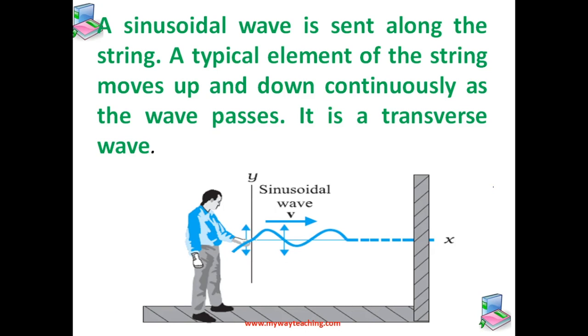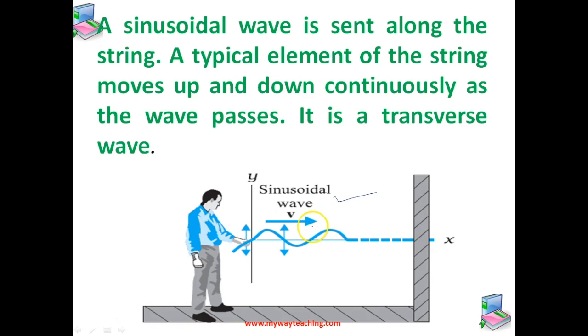You can see one more similar situation here. Here the external agent gives a continuous periodic sinusoidal up and down jerk to one end of the string, and the resulting disturbance on this string is then a sinusoidal wave. As you can see here, it is a sinusoidal wave.